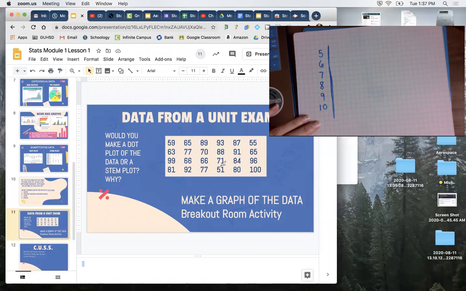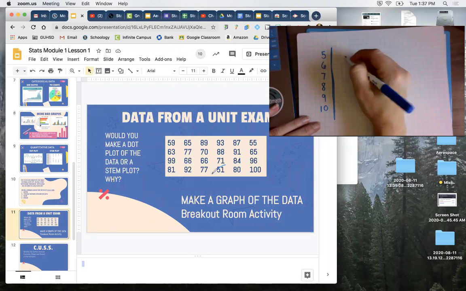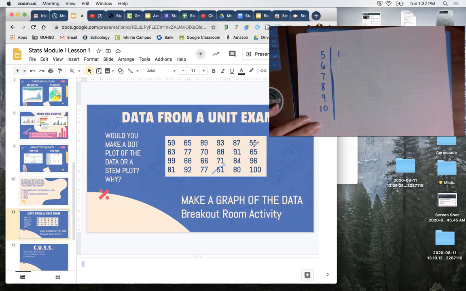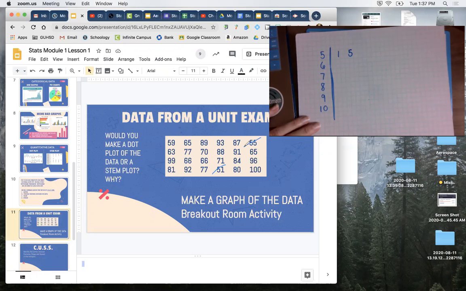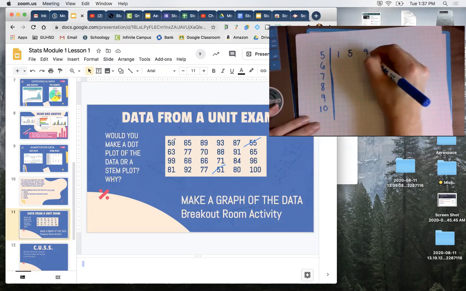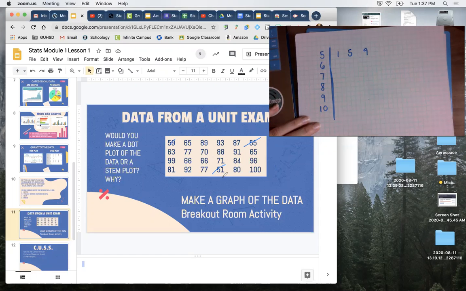So 51 is my lowest value, and these always go in order. So I would have a 5, and then that 1 represents 51, my 51-year-old that took this exam. The next one would be 55. 55 is the next lowest, so I would put a 5 here because I've already got my 50. Next would be 59, so now I've got my 9 right there. Okay, so I'm done with my 50s.